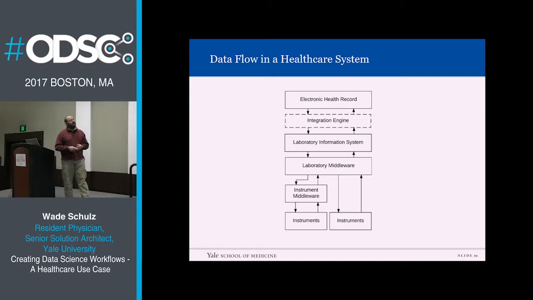So when an order is placed for a lab or a medication, that order gets sent from the EHR to an integration engine, at which point it goes to something like the laboratory information system or the pharmacy system. If it's something that needs to be run on an instrument, so if we're doing a CBC that needs to be run on an analyzer, that order will then go from our LIS to something that we call middleware, because most LIS systems do not talk to instruments. Why would they?